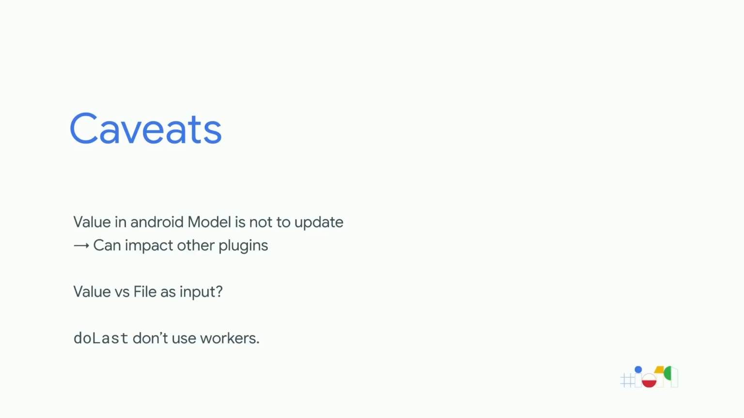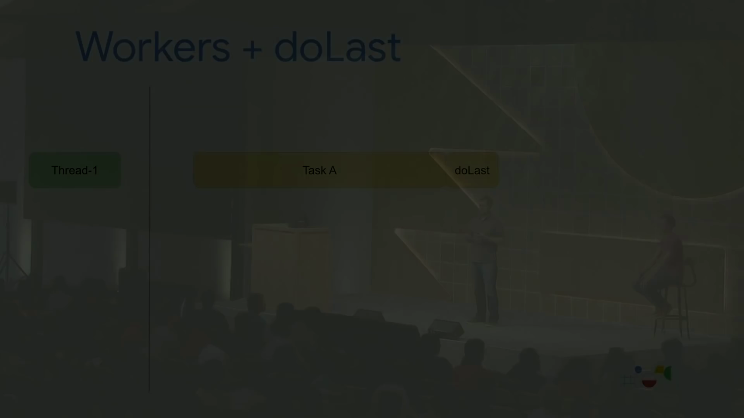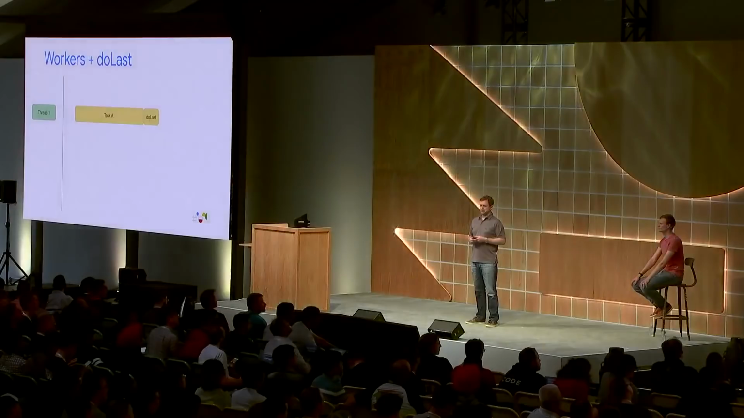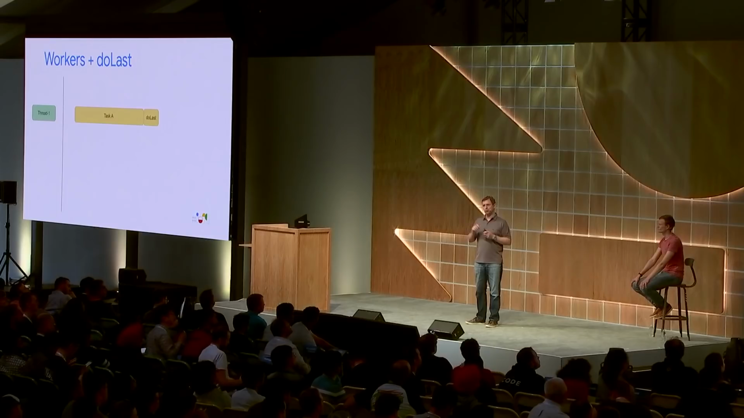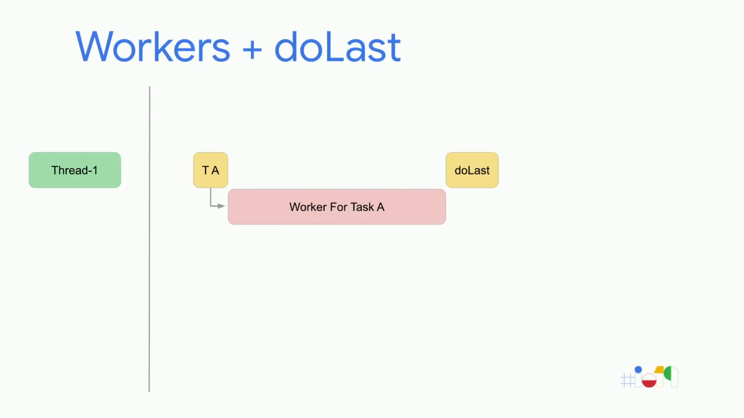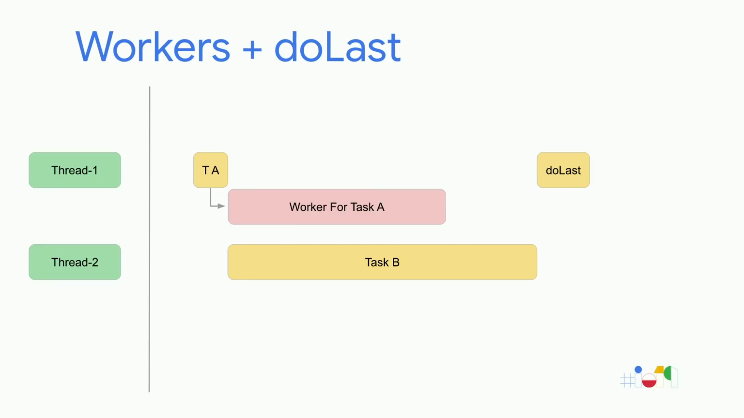And then, don't use worker. In fact, tasks don't work very well with worker. If you have your task here and you add a worker at the end, and the task uses a worker but the do-last doesn't, that means that if another task runs at the same time, it can move do-last and schedule it a bit later. So if you look at Gradle scans, the time of the execution of the task might be bigger than it seems, but it is because of that white space in the middle.